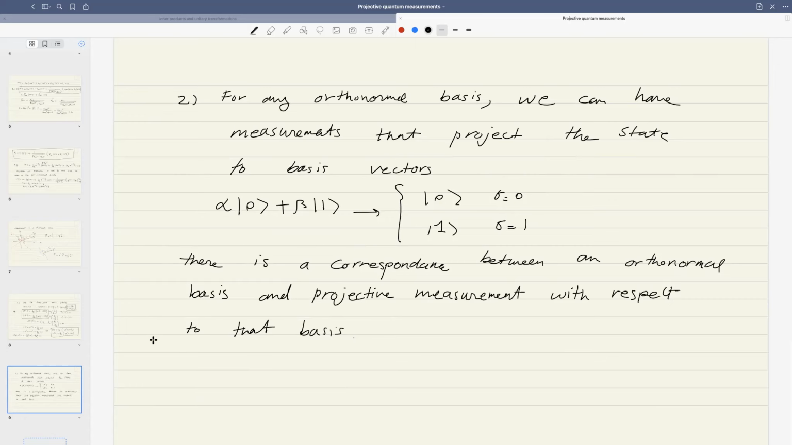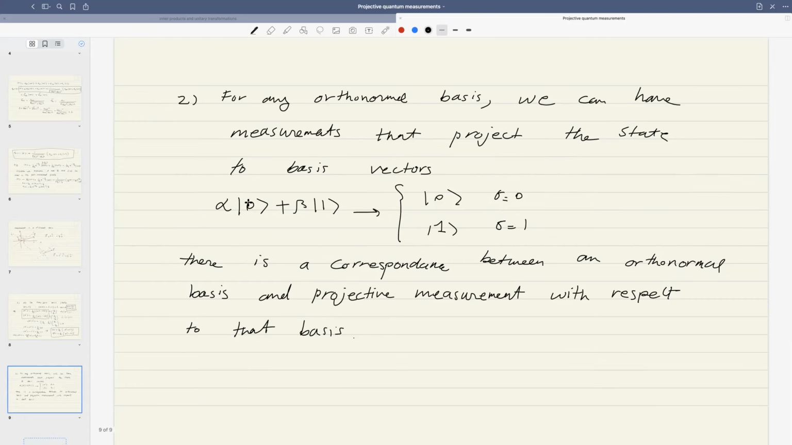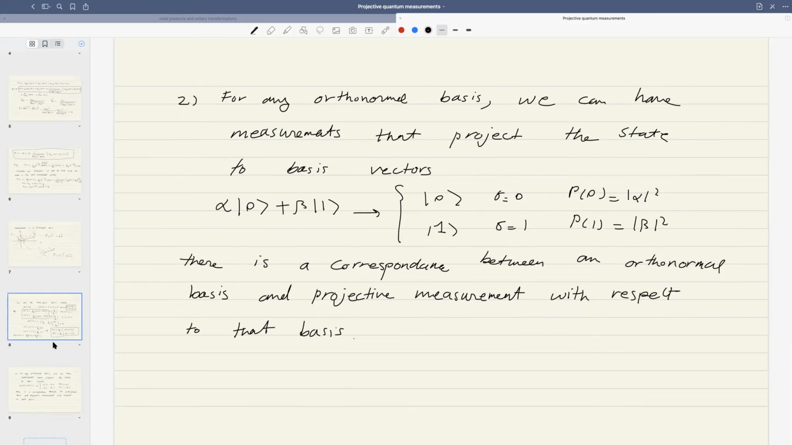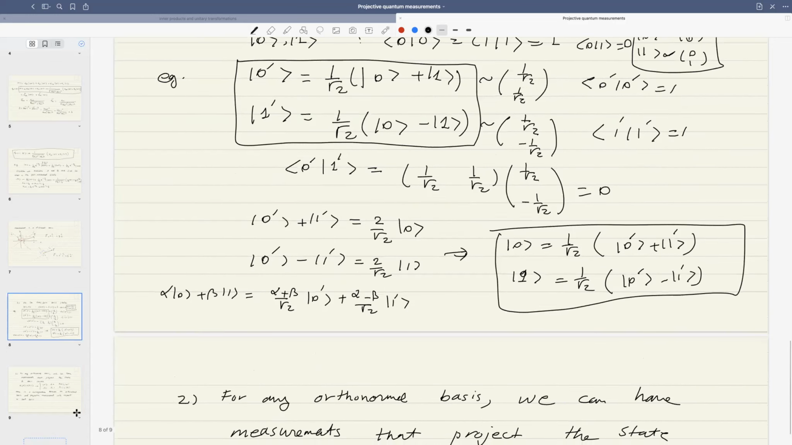So let's go back to our example. Here, performing this measurement in the computational basis gives us 0 after the measurement if I find 0, and the probability of that is, of course, absolute value alpha squared, and the probability of getting 1 is absolute value beta squared. Now, we just wrote the same state in a different basis.